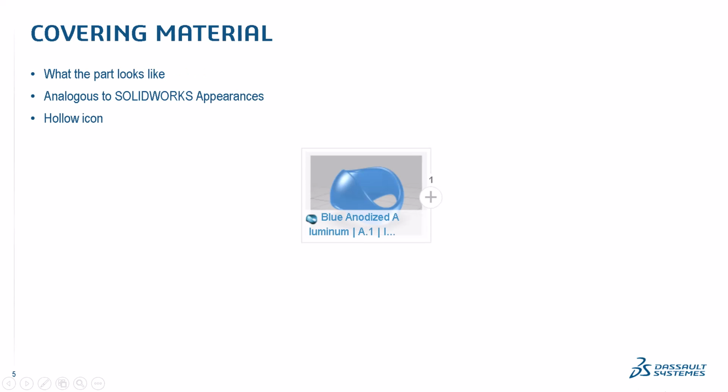A covering material defines what the part looks like, and this is analogous to SOLIDWORKS appearances. You can recognize a covering material compared to a core material because the icon for a covering material is hollow. And so here we have blue anodized aluminum. Next, let's talk about domains. And to do that, let's jump right into the Material Definition app.